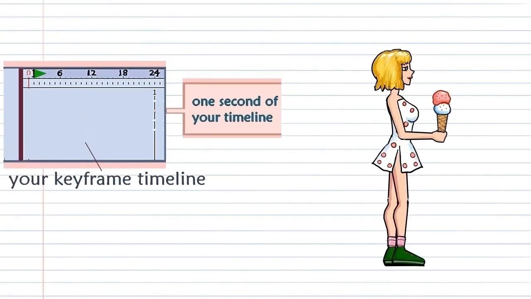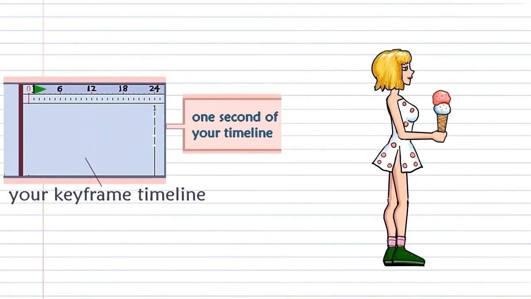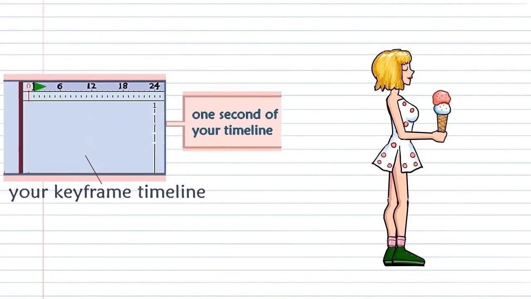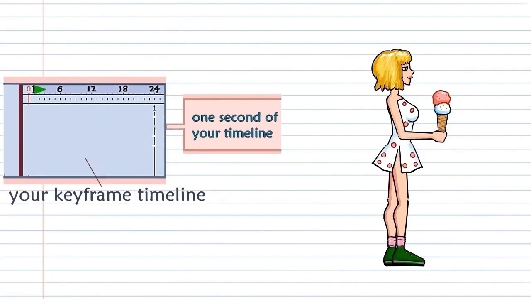Off to the left here we have your timeline. As you can see, we are only going to animate 1 second, which will be 24 frames looping back to frame 1. This slider bar will indicate which frame we are on. Although it's 24 frames, we will only be doing 4 very simple poses.